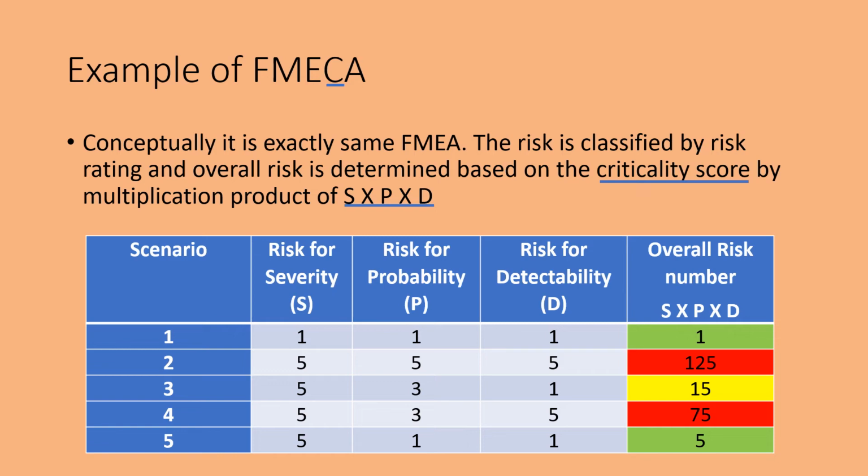Similarly, risk for severity is high, risk for probability is low, risk for detectability is also low. This is also, the number is only 5. If you compare with the previous slide, you get exactly the same content and the same classification whatever you have done in the earlier slide.